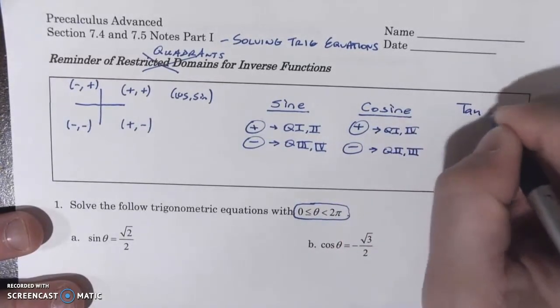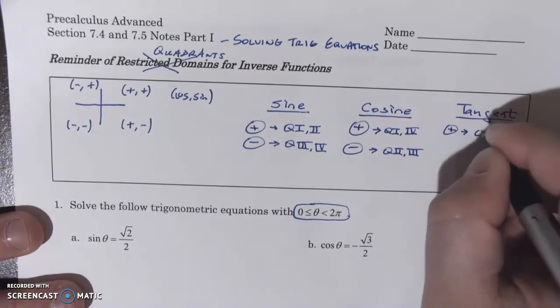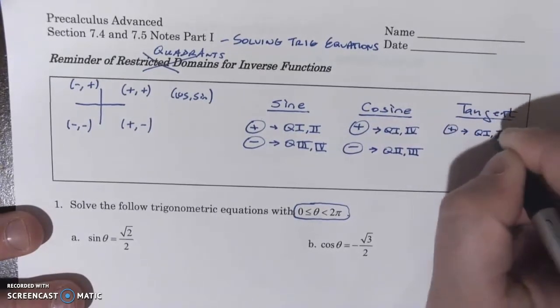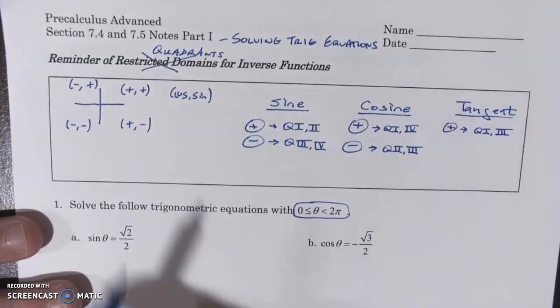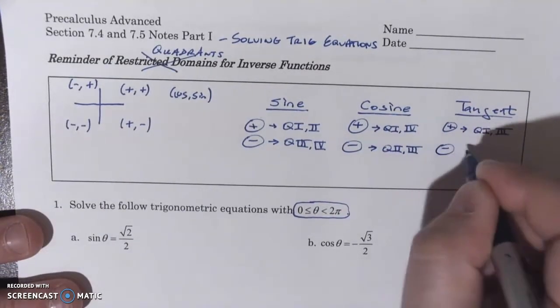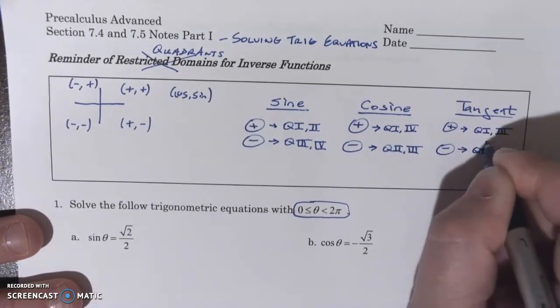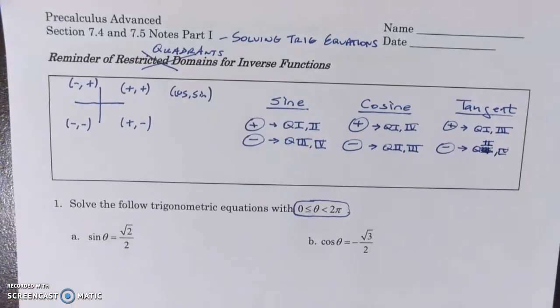And for tangent, our positive tangent values, we'd be looking in quadrants 1 and 3. Remember, because it's sine over cosine. So in quadrant 3, we divide 2 negatives and get a positive. Negative tangent values, we'd be looking in quadrants 2 and 4. That should say 2. Okay.